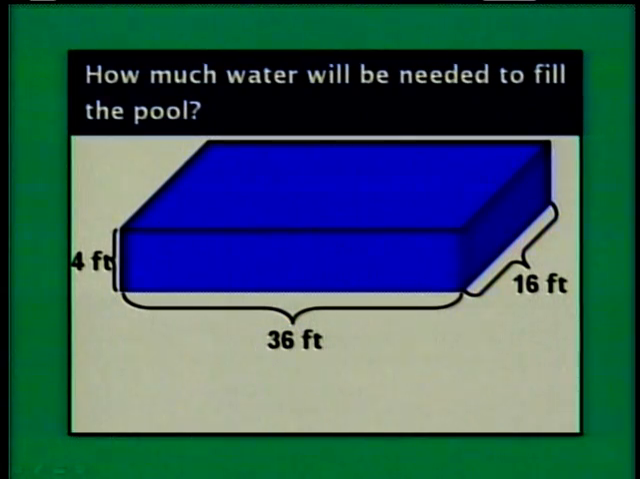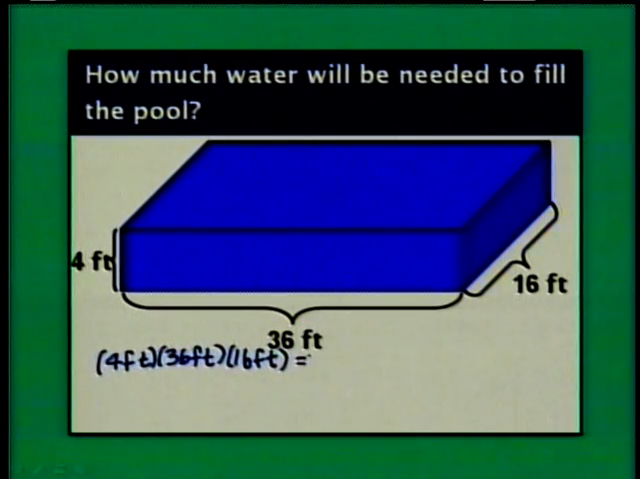Well, let's start with a question about how much water will be needed to fill the pool. This is like our shipping box example. This time, our dimensions of our pool are 4 feet by 36 feet by 16 feet. So if we want to find how much water is needed, we need to find the volume of this figure. So we would take 4 feet, multiply that by 36 feet, and multiply that by 16 feet.